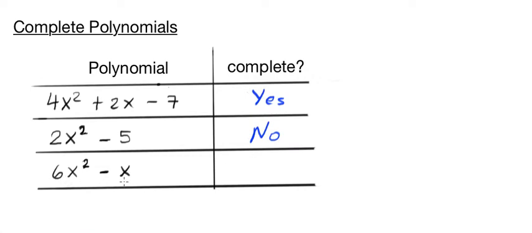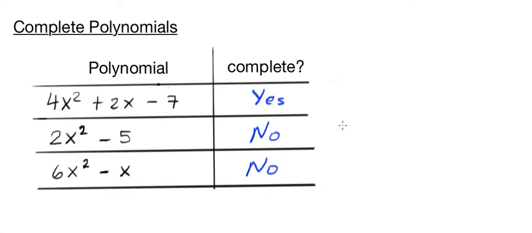Similarly, if you are given this polynomial 6x squared minus x, this polynomial is not complete because the constant term now is missing, right? It has the quadratic term, linear term, but constant term is not there, so complete, no.